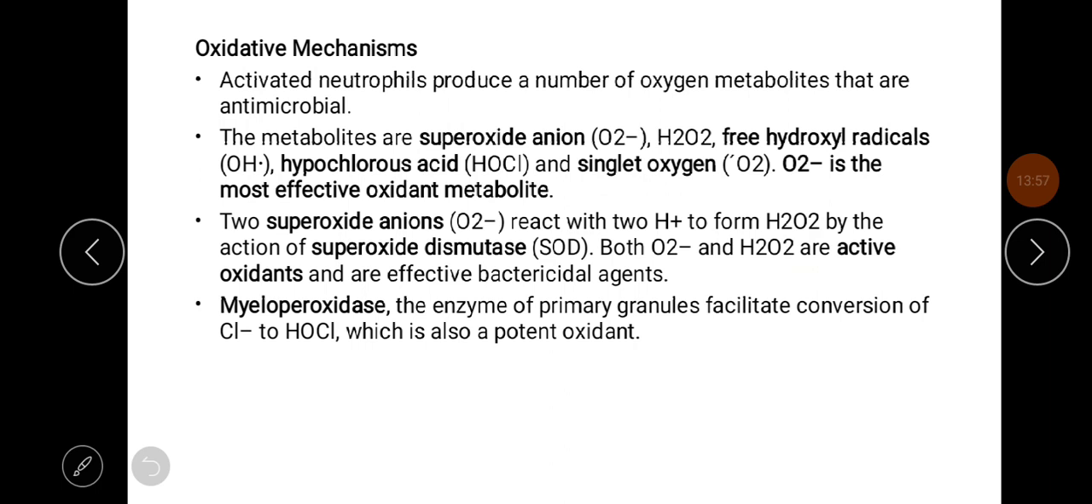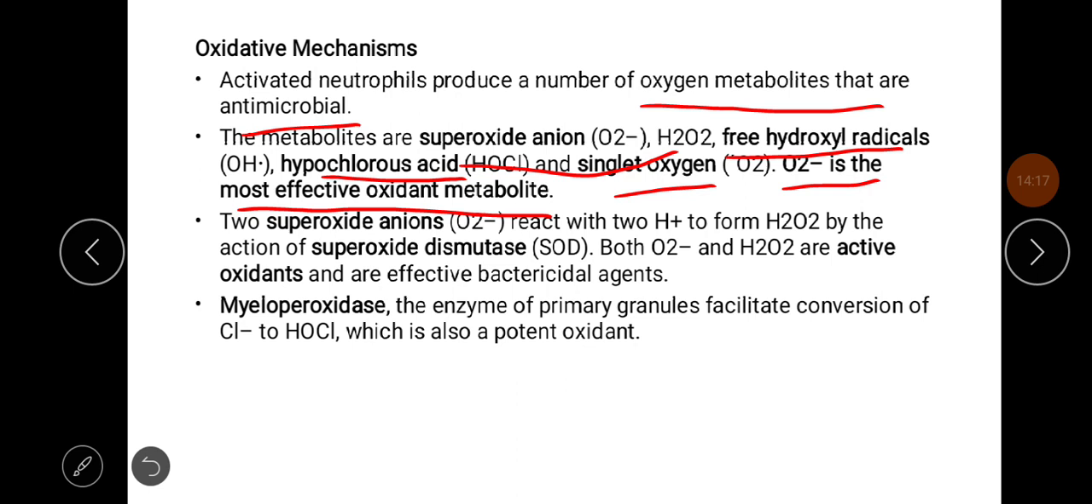In the oxidative mechanisms, activated neutrophils produce a number of oxygen metabolites that are antimicrobial. The metabolites are superoxide ion, free hydroxyl radical, hypochlorous acid, and singlet oxygen, where singlet oxygen is the most effective oxidant metabolite. Two superoxide ions react with two H plus ions to form hydrogen peroxide by the action of superoxide dismutase. Both oxygen and hydroperoxide radicals are active oxidants and are effective as bactericidal agents.